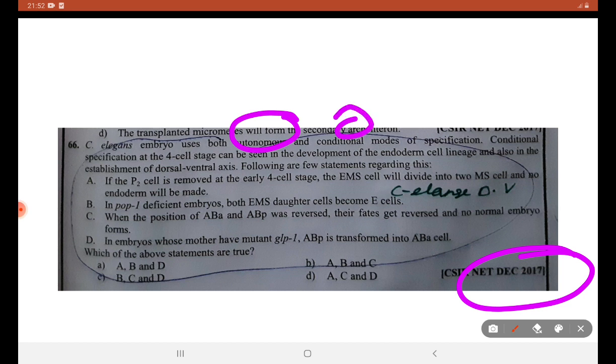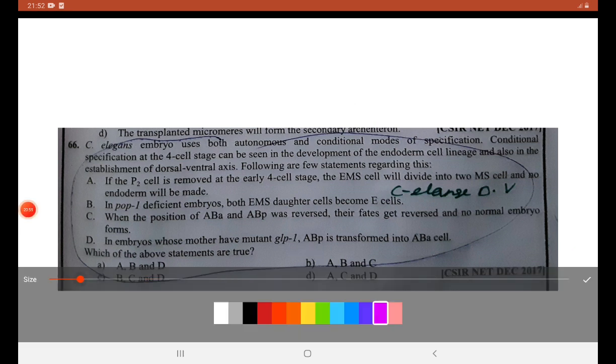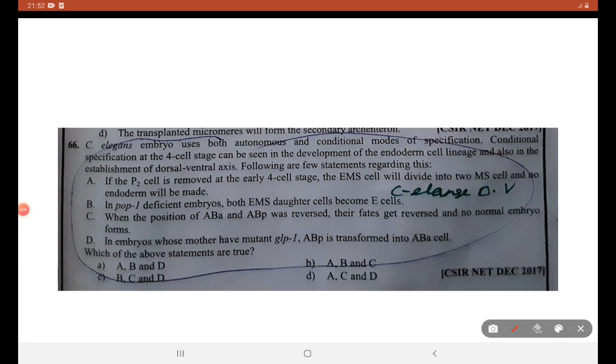Conditional specification at 4 cell stage can be seen in the development of endodermal cell lineage and also in the establishment of dorsal ventral axis. Following are the few statements regarding this. Okay, let's read this statement. If P2 cell is removed at the early 4 cell stage, EMS will divide into 2 MS cells because MS cells are what? Just now we have seen in the previous questions. What is MS cells?